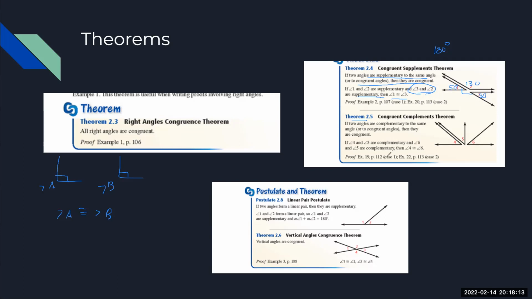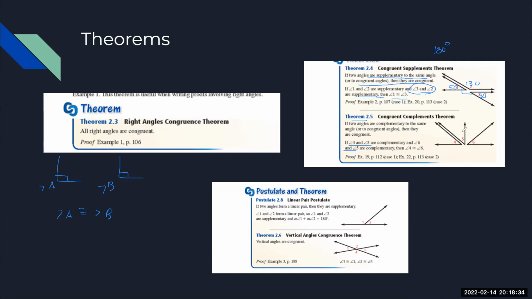Theorem 2.5, congruent complements theorem. If two angles are complementary to the same angle or to congruent angles, then they're congruent. If angle 4 and angle 5 are complementary, and angle 6 and angle 5 are complementary, angle 4 is congruent to angle 6. All right, that makes sense too, right?